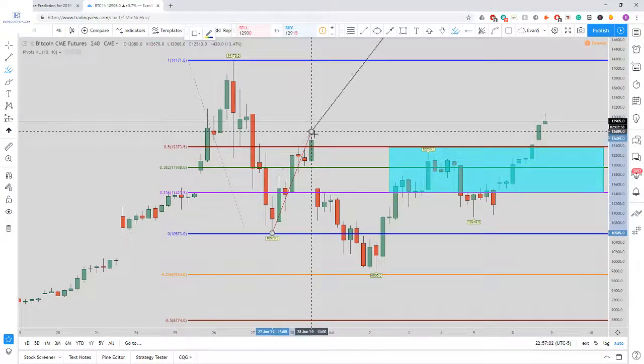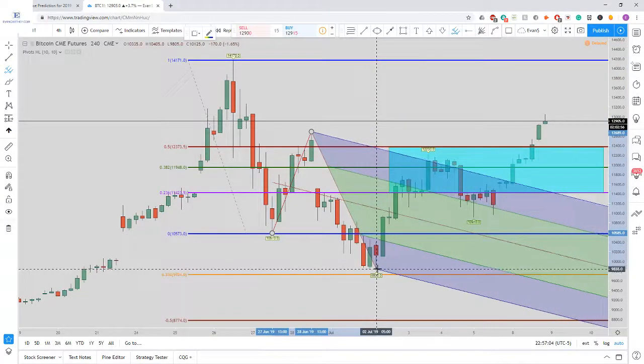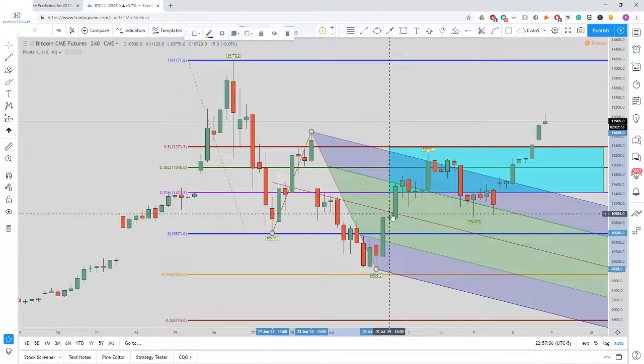One is the shift pitchfork right here, and we're looking for a close above the median line. We got that right there, so that's the first thing we're looking for to get into it. And let me go ahead and take that off there.